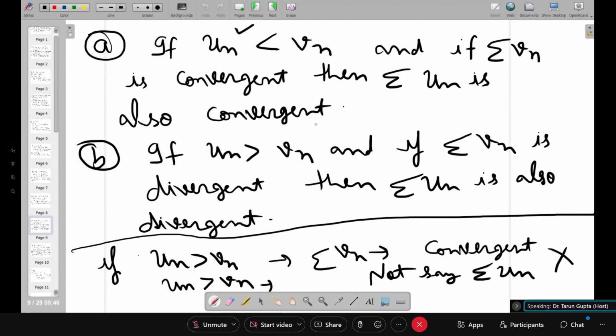Similarly, for the second case, un greater than vn, and we know vn is divergent, then un is also divergent. But if un is greater than vn and vn is convergent, then we cannot say about summation un. So if the lesser series is divergent, then the greater series is also divergent, but if the lesser series is convergent, then we cannot say about the greater series. So this thing you have to understand.